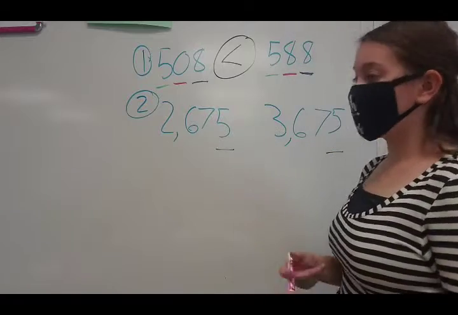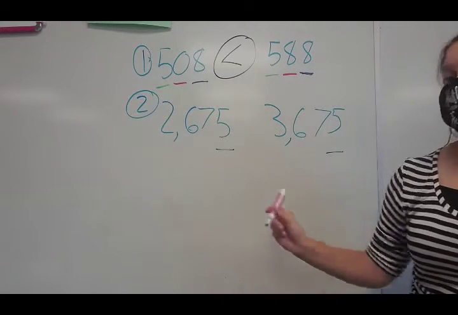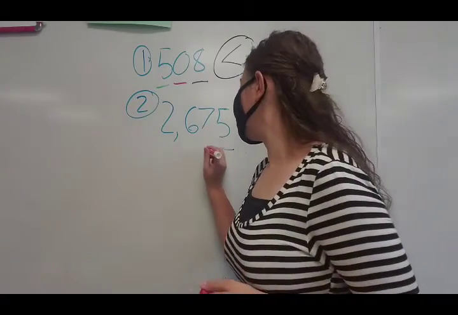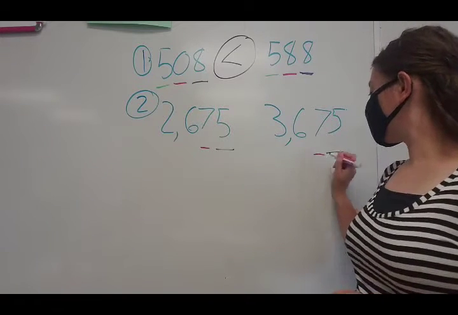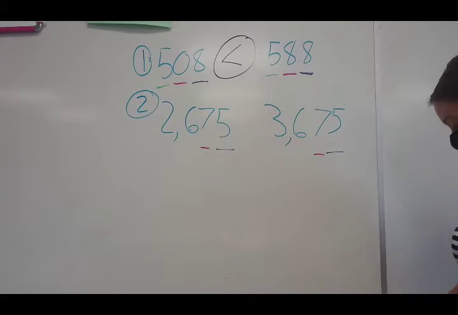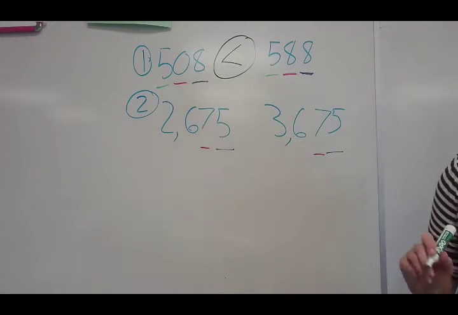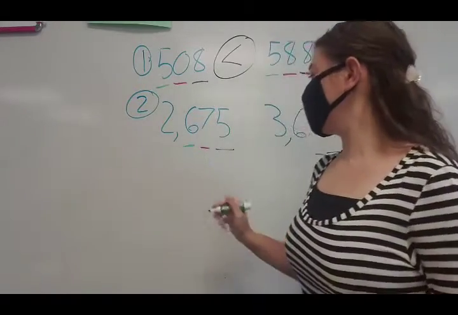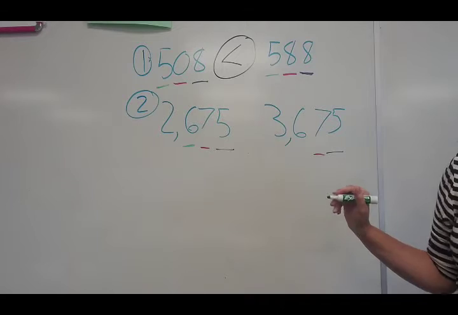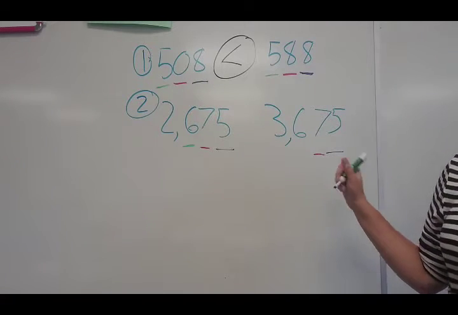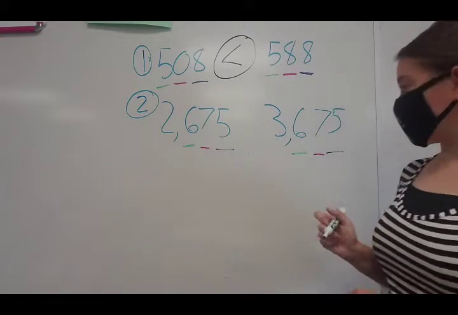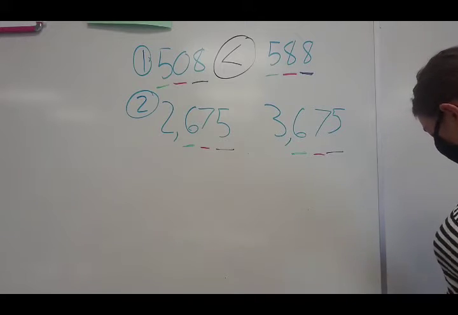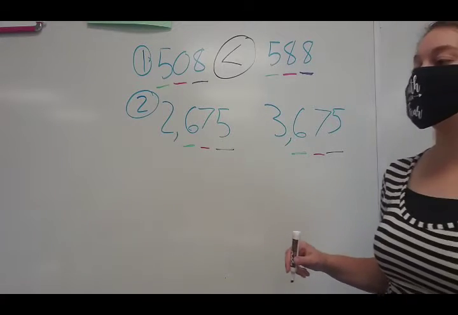No. All right. Sarah, what number is in my tens place here? 7. What's in my tens place here, Sweet? 7. Again, they're the same, right? Yeah. What about my hundreds place? Leon, what's in my hundreds place here? 600. Good, 600. What about here, Keegan? 6. All right. Now, what is in my thousands place?